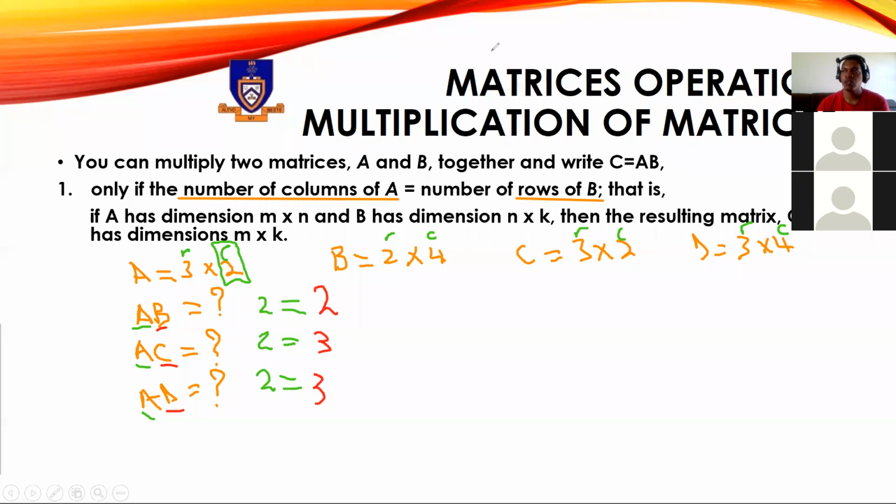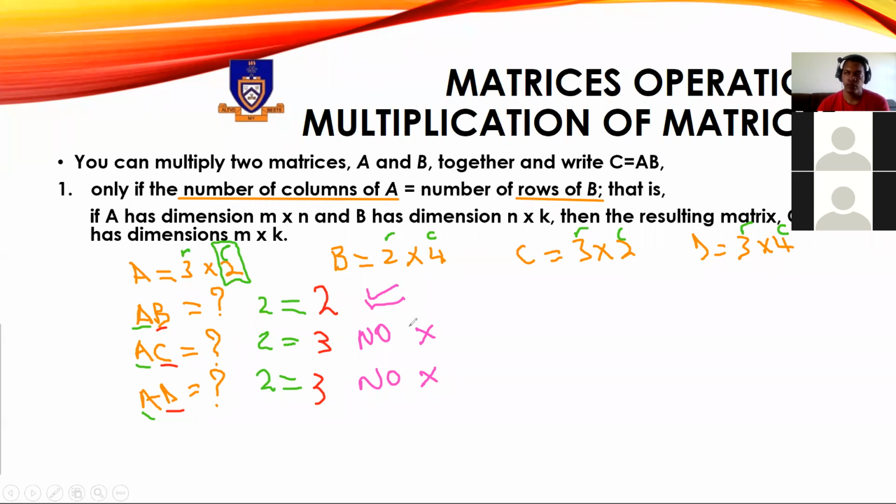So if we now evaluate this and ask, can we multiply AB? Since 2 equals 2, yes, we can multiply AB. Is 2 equal to 3? No. So we cannot multiply this. Is 2 equal to 3? No, so we cannot multiply. So this is one of the first rules that we have to look at.